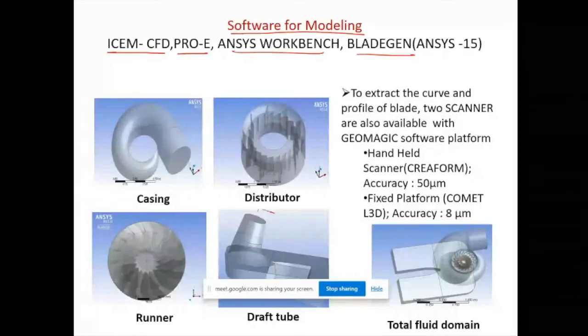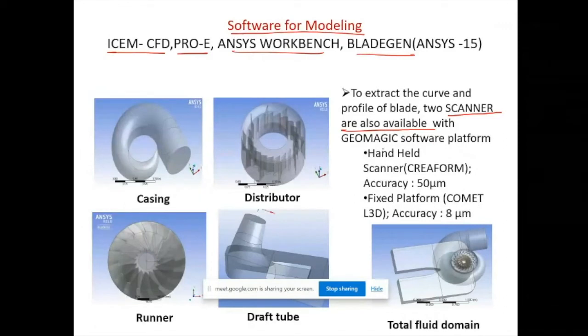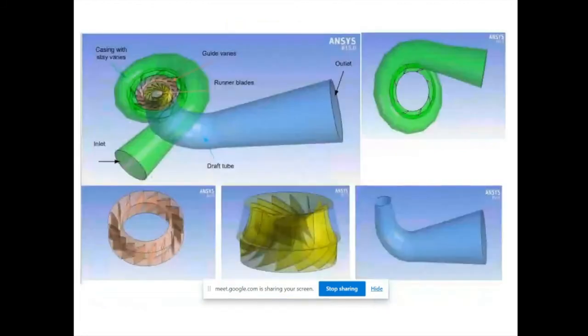But generally what happens? The turbine manufacturer doesn't provide the runner profile. So a lot of reverse engineering we can do so that we can get the 3D profile of the runner using some scanners. Once the profile is not known, we can use the scanner to get the profile. This is based on reverse engineering. And we can use some software platforms so that we can get some kind of accuracy. So this is the software that is being used for the modeling.